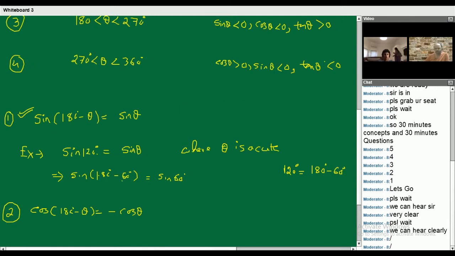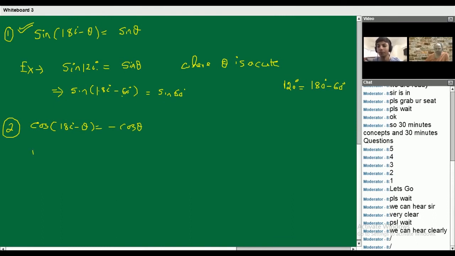The next relation is that cos of 180 degree minus theta equals negative cos theta. For example, if I ask you what would be the value of theta for this relationship, where theta is acute?